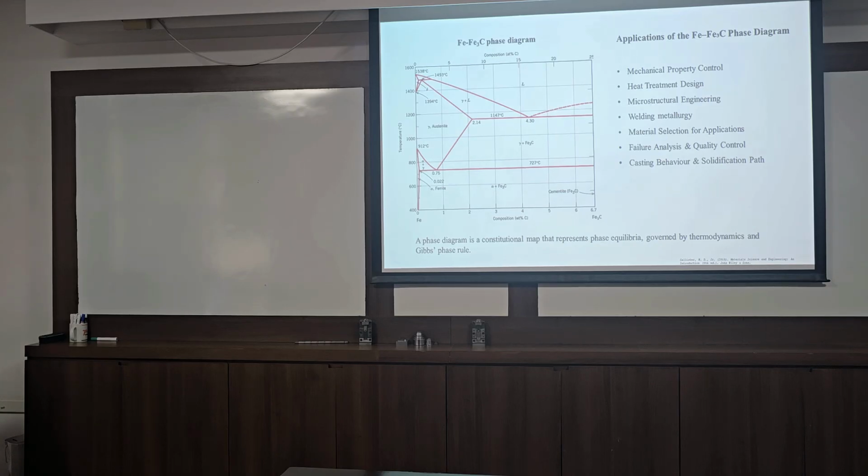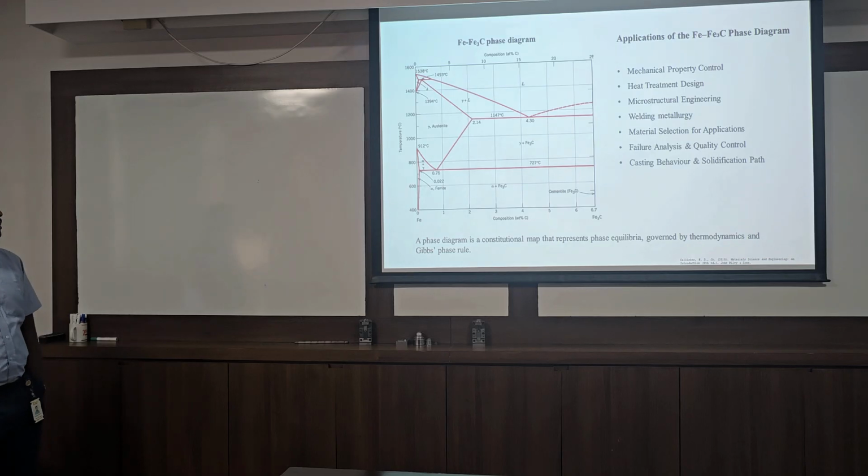It's like a world map. Like in a world map, you see different countries have different borders. Similarly here, different phases have different borders. They are in equilibrium. So what will we gain out of it? Once you understand the phase diagram, where do we use this in real-time applications?